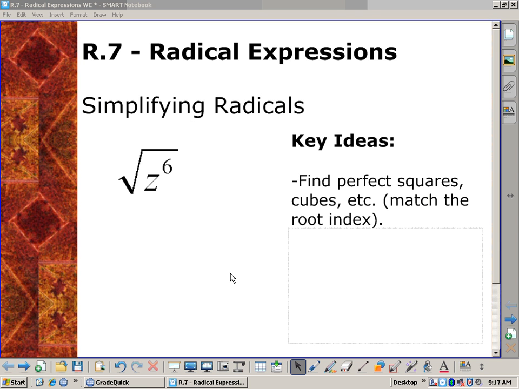Okay, we're going to be talking about simplifying radicals. A couple of things. We're going to start off with square roots and build up on some knowledge that you probably should have from Algebra 1.